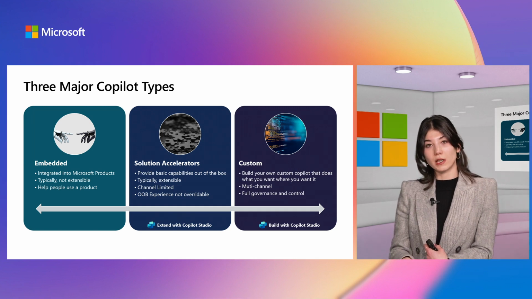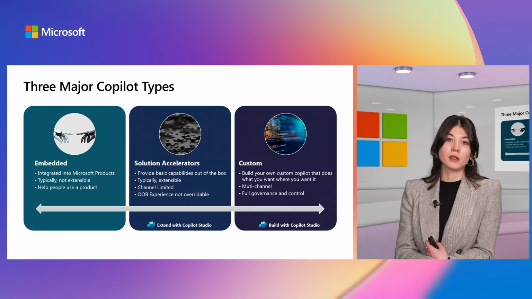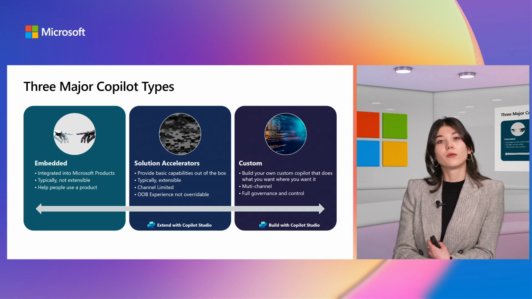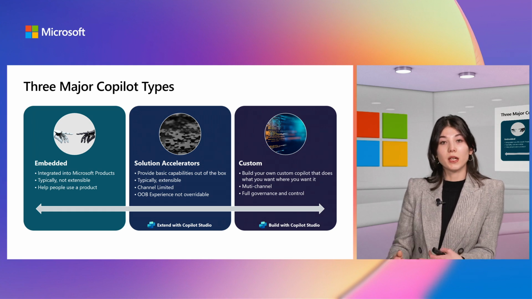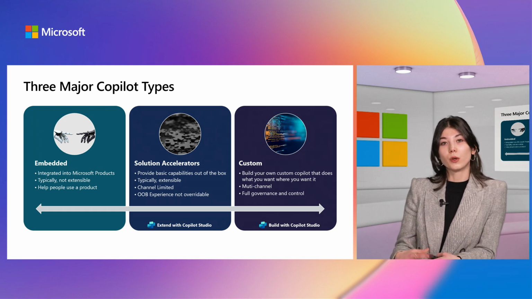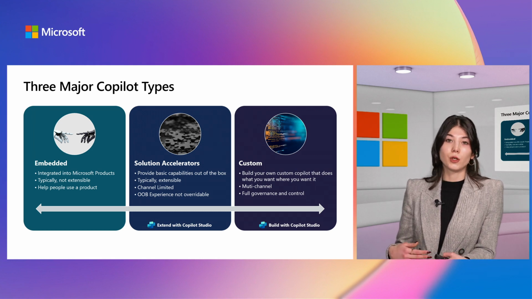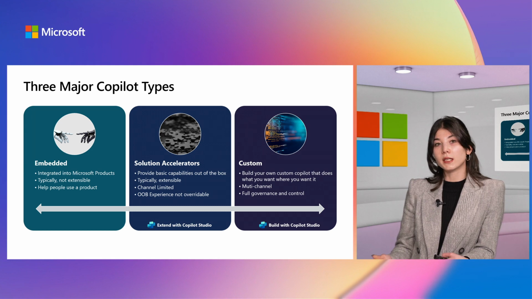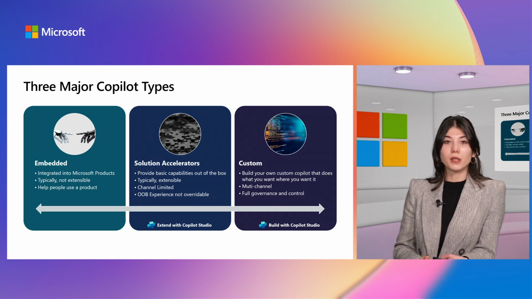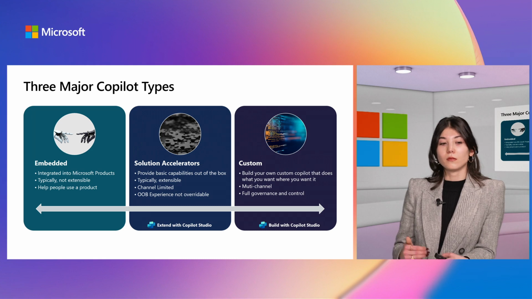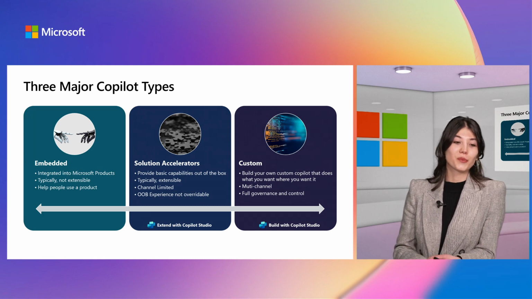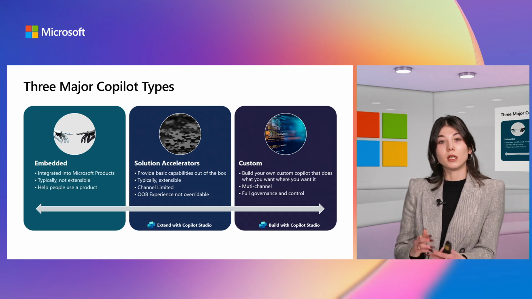Then we have the solution accelerator. These are also the built-in solutions like M365 Copilot, Copilot for Sales, Copilot for Service. So these are built-in, but they can be extended because of course they come out of the box, but what we want to allow you is to create solutions that are meaningful and tailored to your business needs. And therefore you can use Copilot Studio to extend the capabilities by, for example, connecting to some of your other line of business applications or other third-party tools. Of course, these are channel limited, so that is also the difference with the custom Copilots.